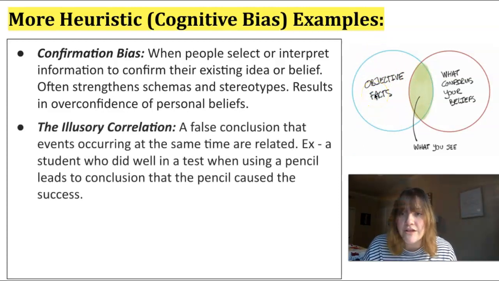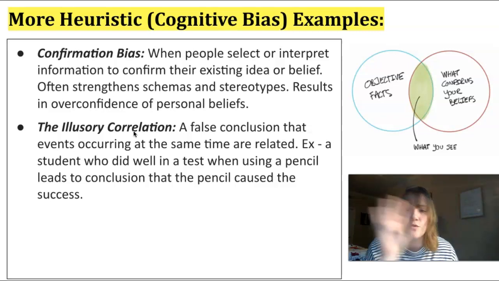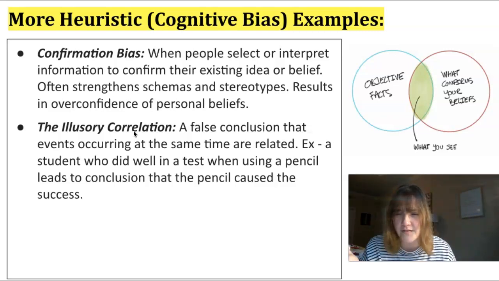The illusory correlation, we learned about this a while ago when we learned about stereotypes. The illusory correlation is a false conclusion that events occurring at the same time are related. We learned about the illusory correlation when I showed you group A and group B, and there were some positive and some negative statements from members of group A and B, and then you had to rate group A and B.